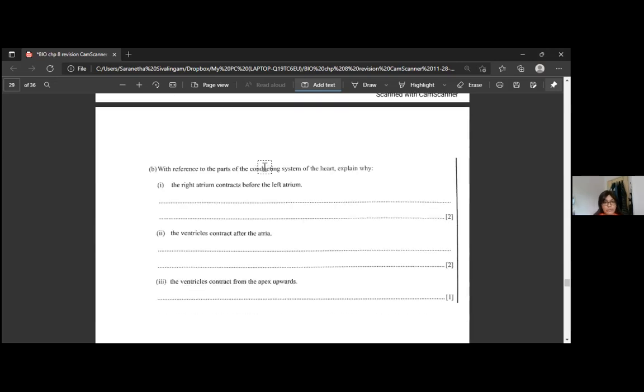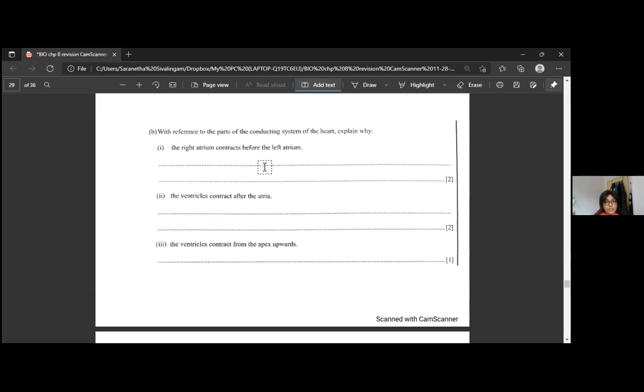So with reference to the parts of the conducting system of the heart, explain why the right atrium contracts before the left atrium. So for this one, the first one is that the sinoatrial node generates impulses in the right atrium because that is where the sinoatrial node is located. And then only it passes it across to the left atrium. So basically the sinoatrial node sends the excitation wave to the right atrium first, and then the excitation wave is passed to the left atrium where it contracts.